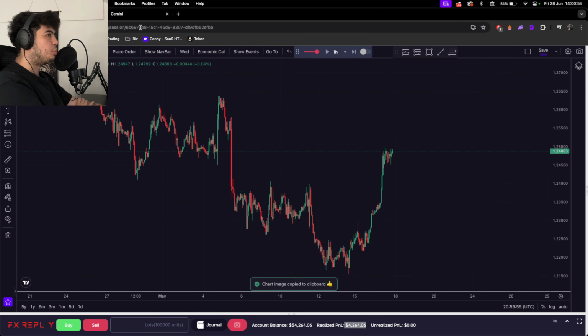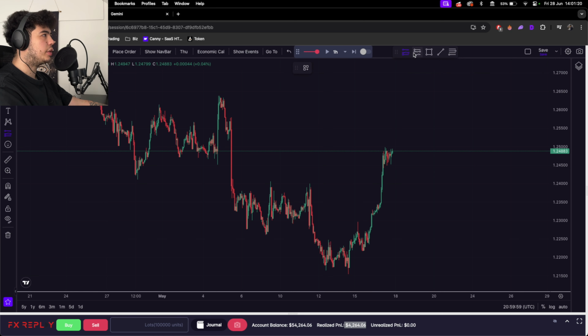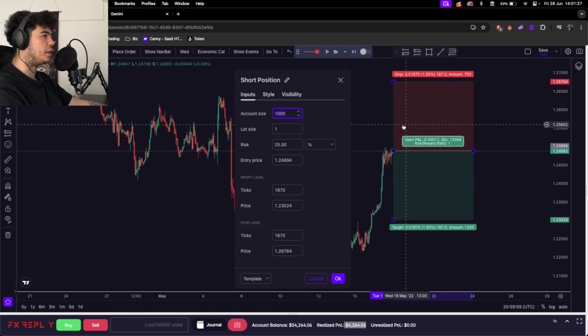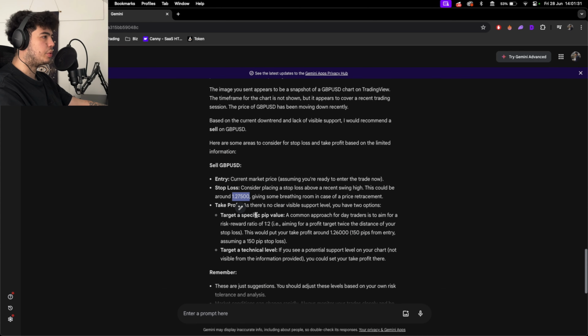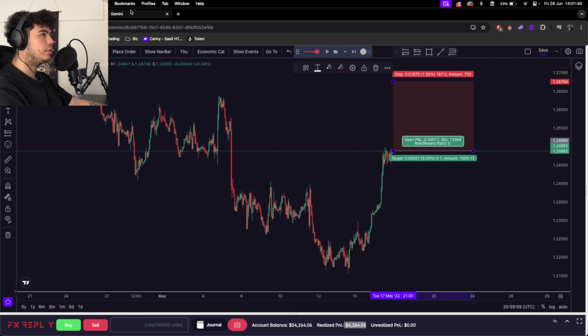So again, we'll copy this image. So it's looking to go in for a sell again. So it's current market price, which is fine. We can do that. Stop loss around this level, so we'll just put it at that level. I wonder if this is going to be a really high R&R trade again. So again, we'll just take this take profit level, because there's not really anywhere for.